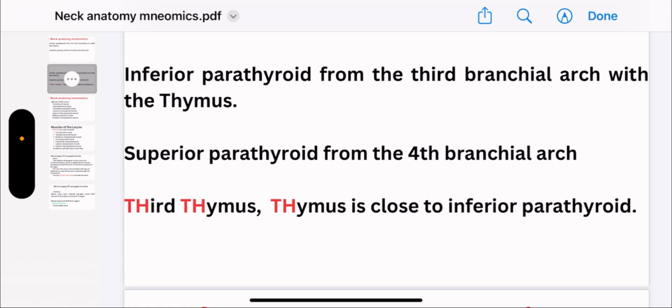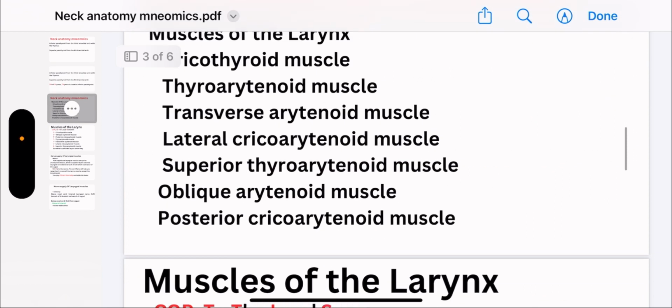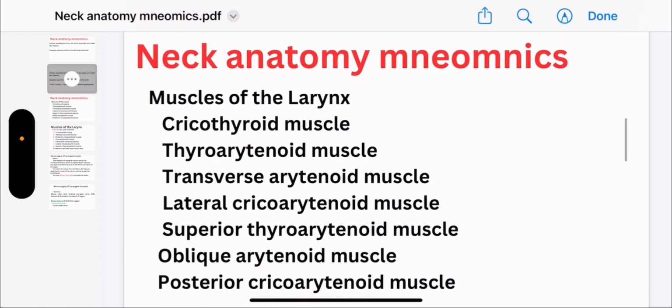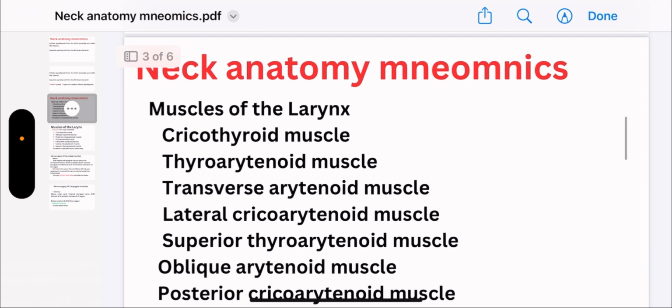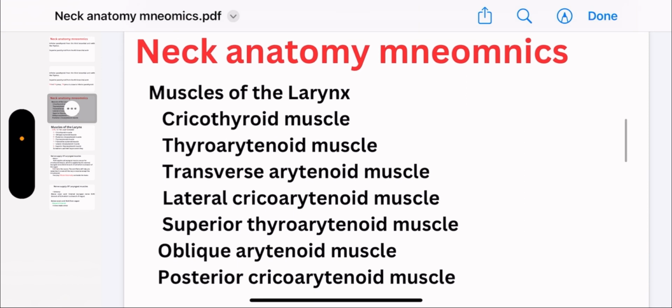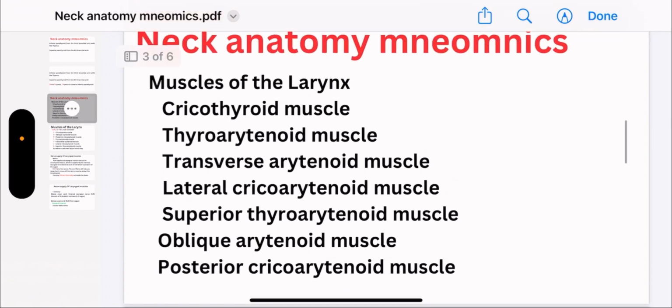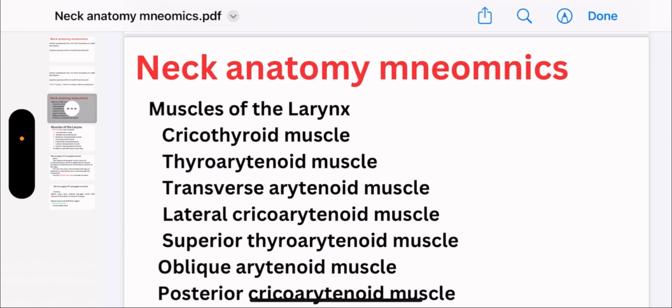So you just need to remember third, TH, thymus, TH. Thymus is on the lower part of the neck going inside the chest. And inferior parathyroid, from the word inferior, is on the lower side. The superior parathyroid is on the upper side. That means it will arise from the fourth branchial arch.